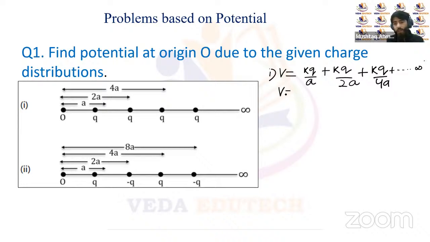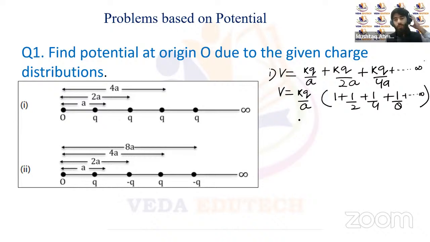We can write this potential by taking kq upon a as common. So we'll be left with this series: 1 plus 1 by 2 plus 1 by 4 plus 1 by 8, and so on up to infinity. We can only find the potential due to this charge distribution at O if we solve this infinite series.